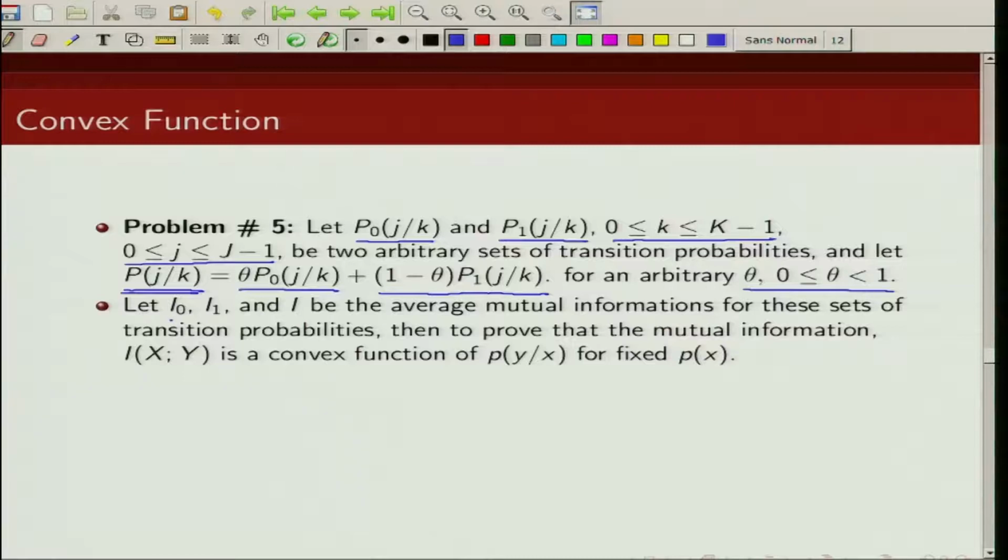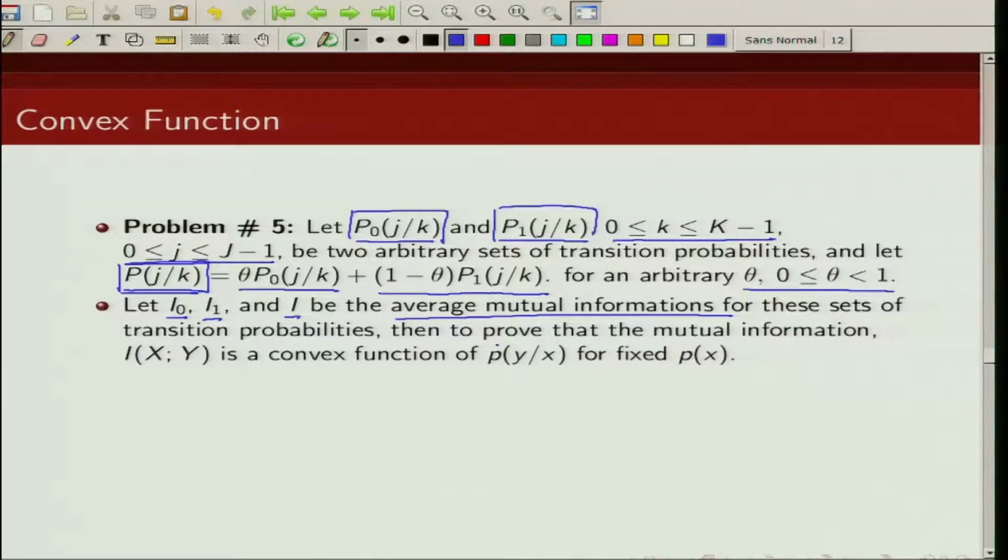Now let I0, I1 and I be the average mutual information for these three sets of transition probabilities, namely P0, P1 and this P.